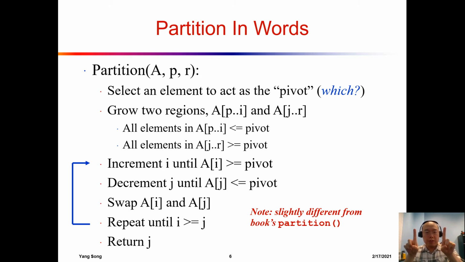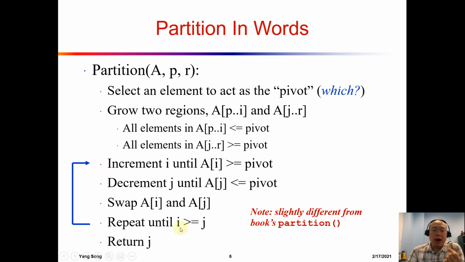Those two cursors are in charge of finding a pair of values that are both on the wrong side. For I, the left cursor, we want to find a value greater than or equal to the pivot. For the right cursor, we want to find a value smaller than the pivot. Those two values are on the wrong side, so we want to swap them. And then we continue. And when do we stop?